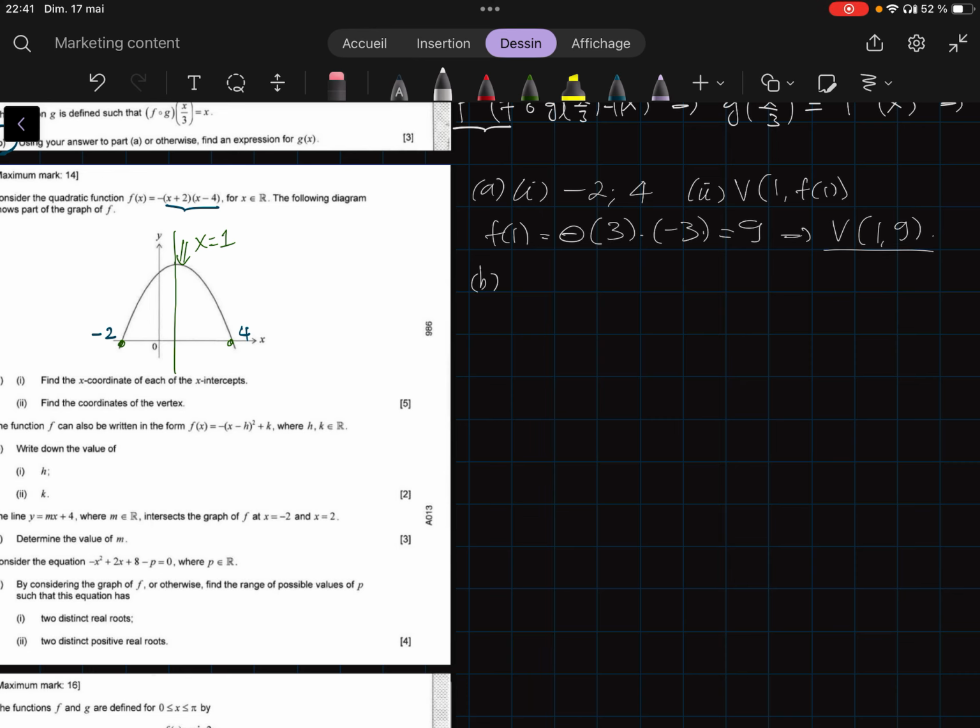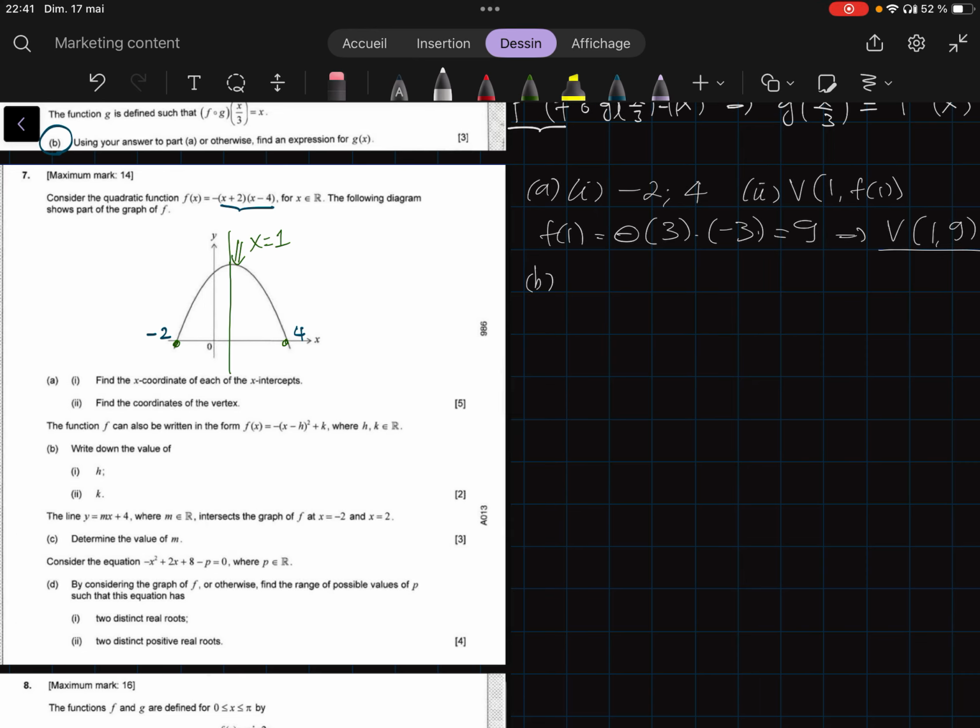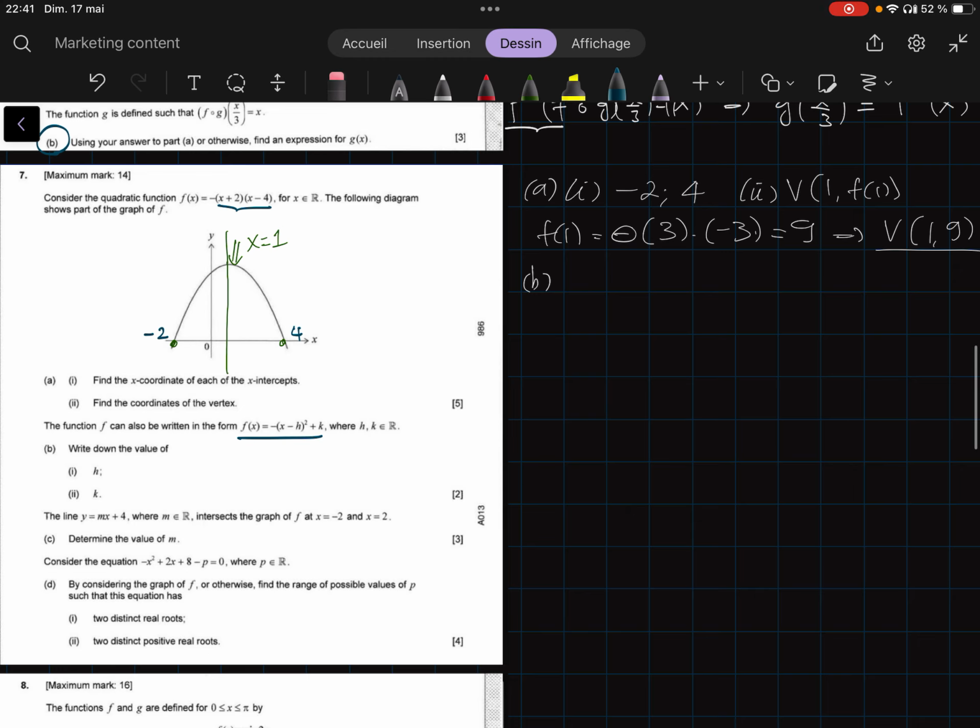Part B. Write down the value of h and the value of k. We are asked to complete the square for this. Well, we know the vertex is (h, k). So therefore, h is equal to 1, k is equal to 9.